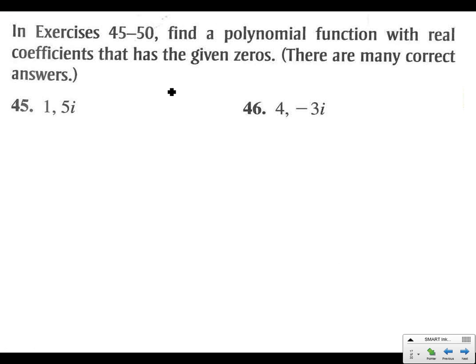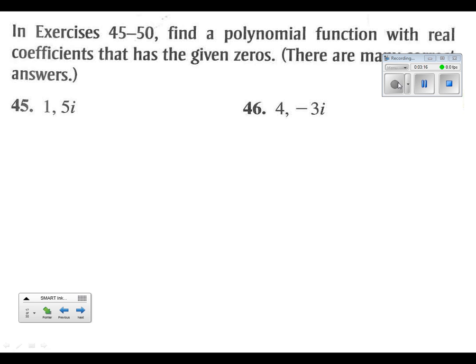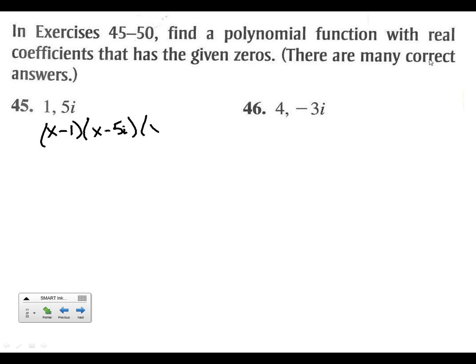Go ahead and try problem 45. All right, 45, we know that we have x minus 1, we know we have x minus 5i, and we know we have x plus 5i, and so we'll just multiply this all the way out.